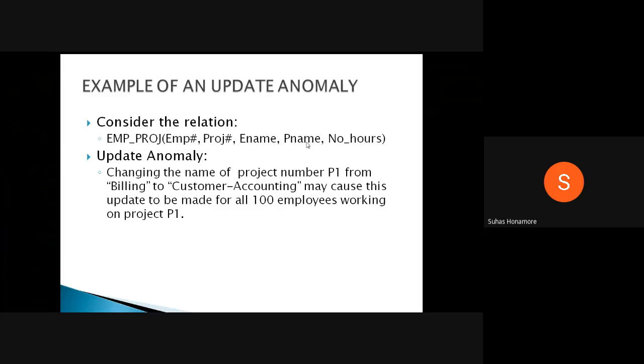So inside this one, these are the attributes. There is an employee number, a project number, an employee name, a project name, and then the number of hours that the employee is working for that project. So these are the attributes, five attributes we have.